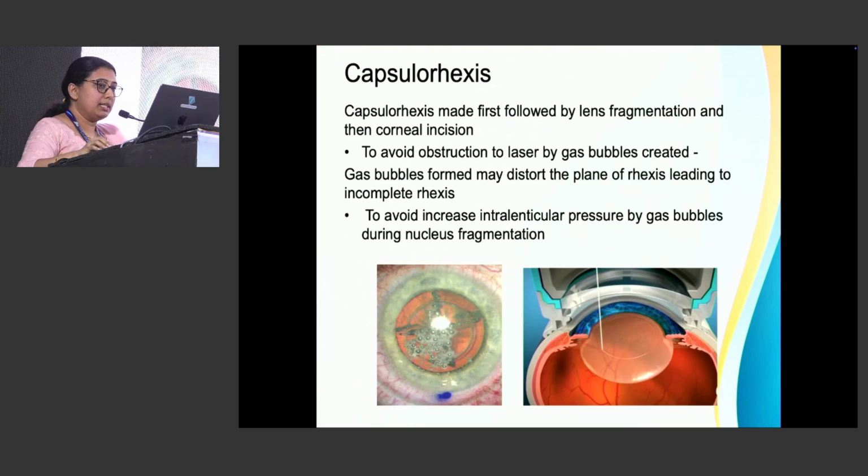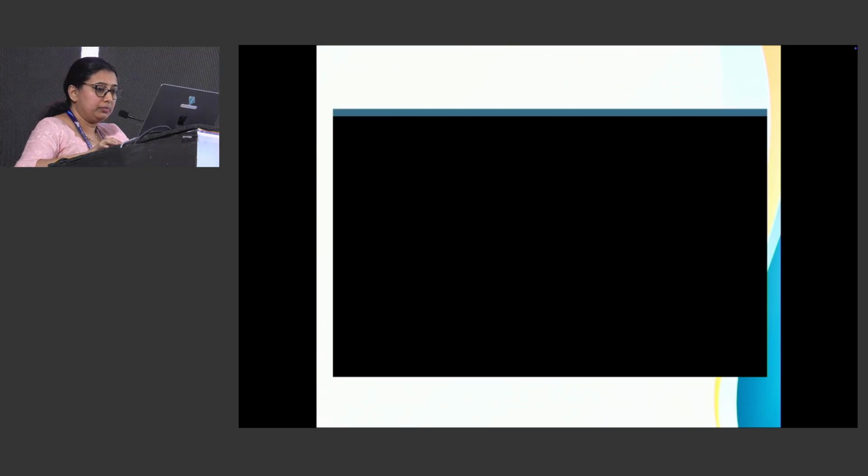The next step is capsulorhexis. This is done first, and only then lens fragmentation and the corneal incision are done. This is because the gas bubbles created during lens fragmentation can distort the plane of the rhexis and cause an incomplete rhexis, and also to avoid an increase in the intralenticular pressure by the gas bubbles during nucleus fragmentation.